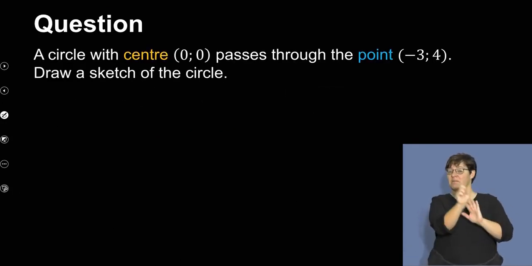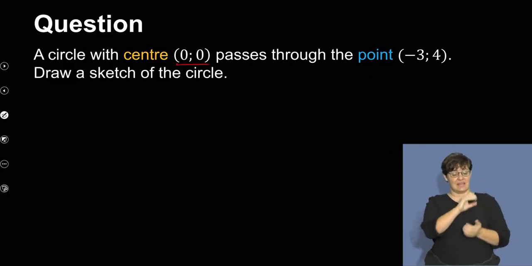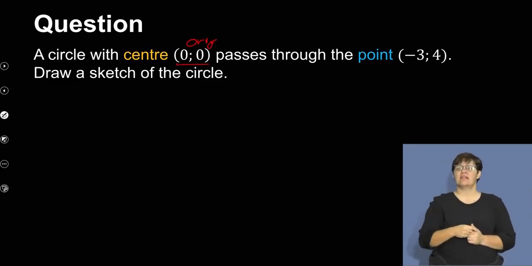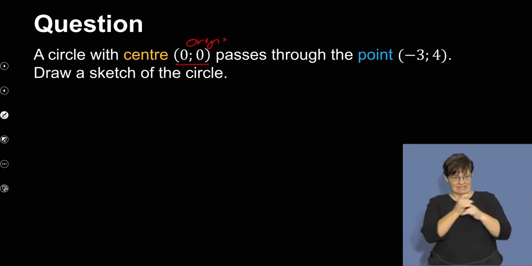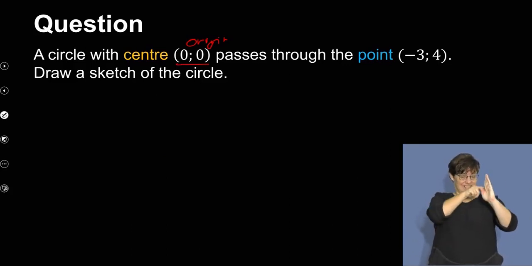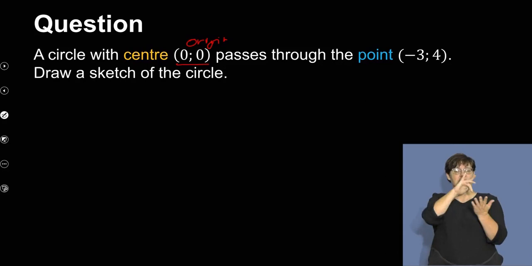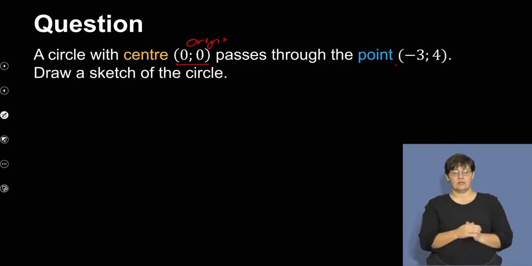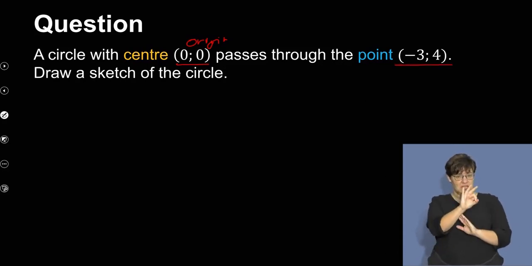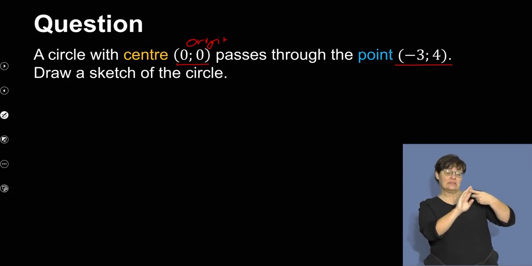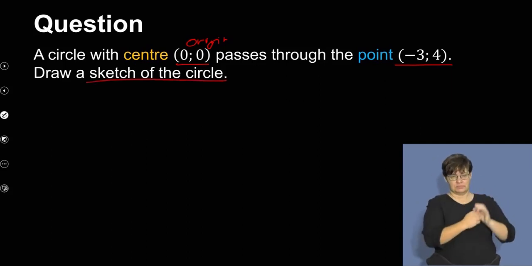It says a circle with center 0, 0, and so I know that this is at the origin. So all the circles that we've looked at so far have had the circle center at the origin, passes through the point -3 and 4. And as a first question, and there's going to be a second question as we go on, they want us to sketch this circle.